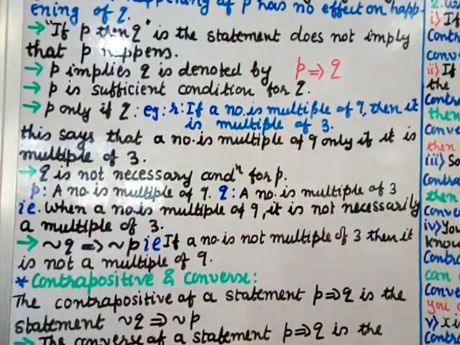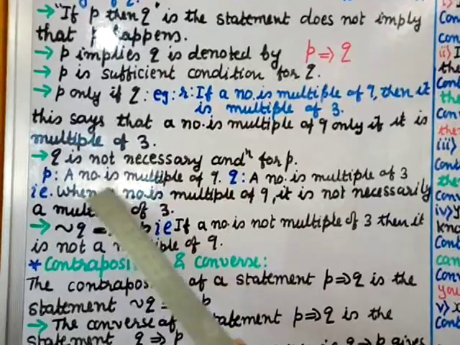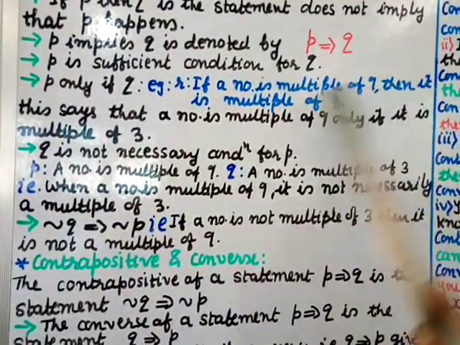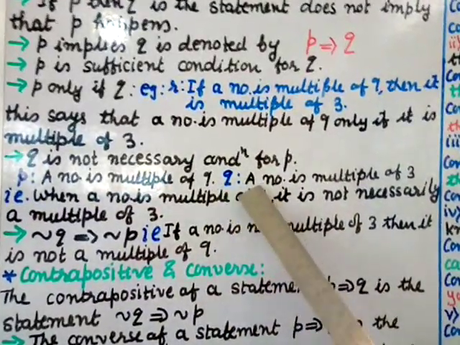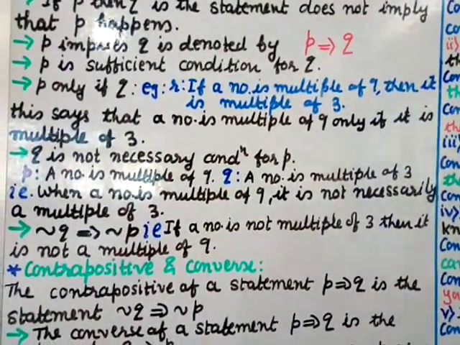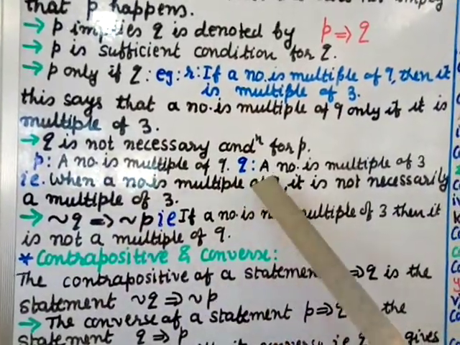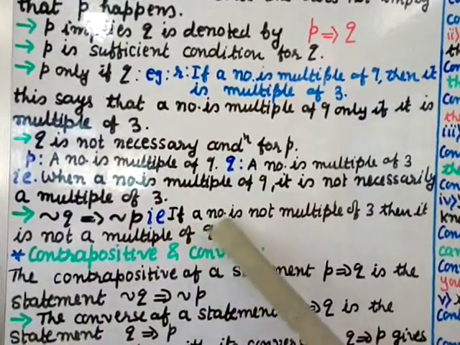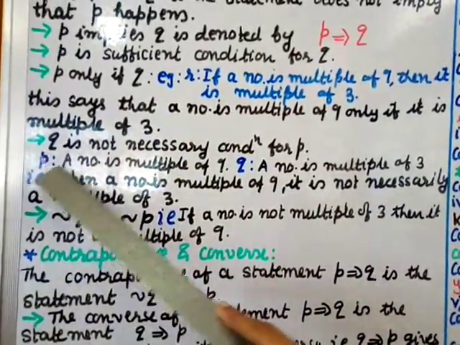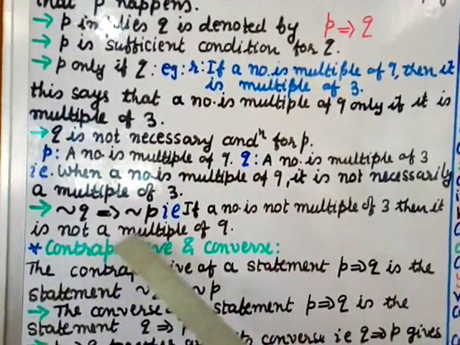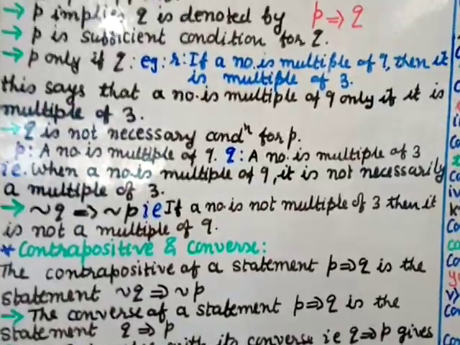Now suppose you want to write the contrapositive of it. Here the first statement I call P: a number is a multiple of 9. The second one is Q: a number is a multiple of 3. Now we want to write the contrapositive, that means not Q implies not P. So it is the negation of this: if a number is not a multiple of 3, then, the negation of the first statement, it is not a multiple of 9. So this is an example of a contrapositive.